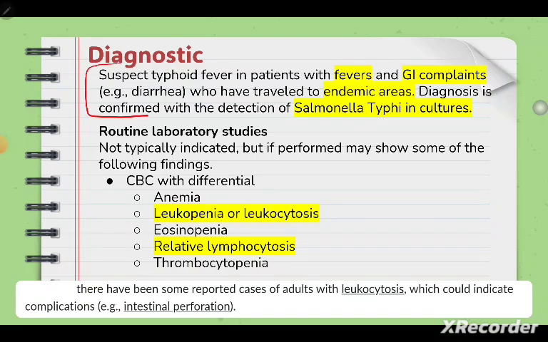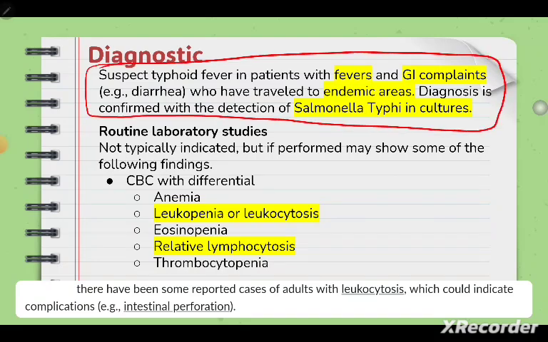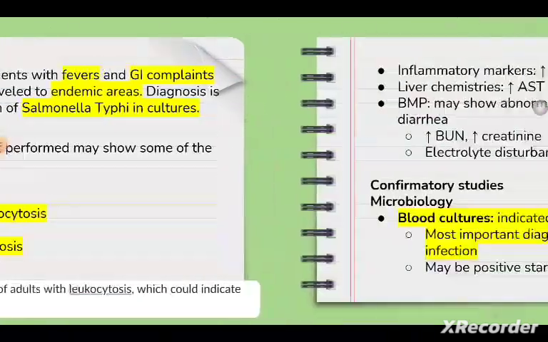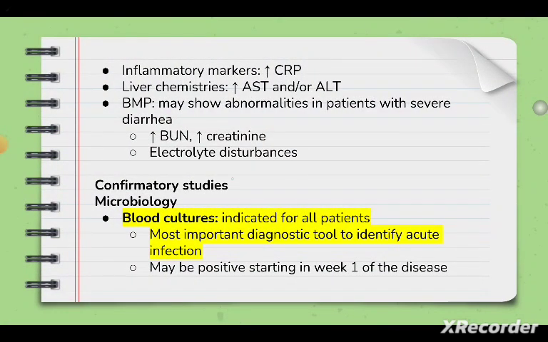We need to read this paragraph first. So we should suspect typhoid fever in patients with fever and GI symptoms such as diarrhea who have traveled to an endemic area, and diagnosis is confirmed with detection of Salmonella typhi in cultures. So the most important step to diagnose typhoid fever, or a confirmatory study, is blood cultures. Blood cultures should be indicated in all patients, and it's the most important diagnostic tool, the gold standard test for typhoid fever.